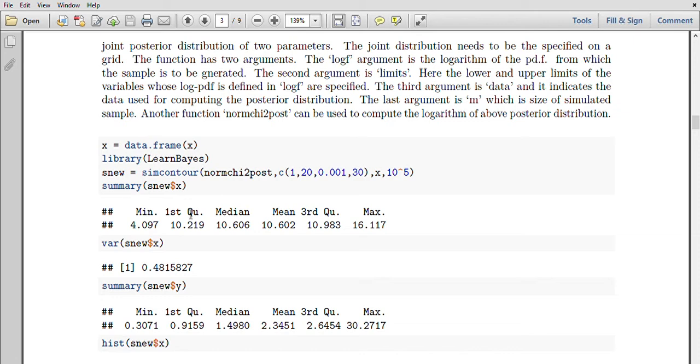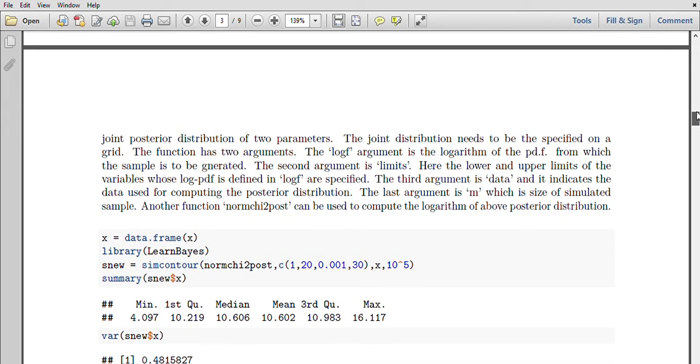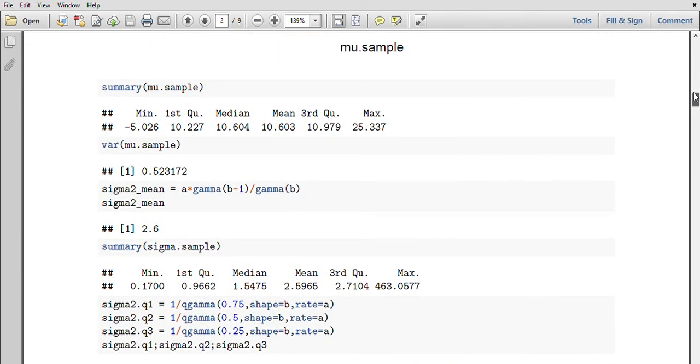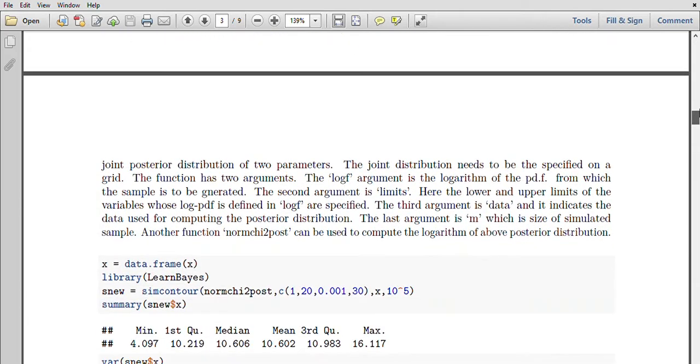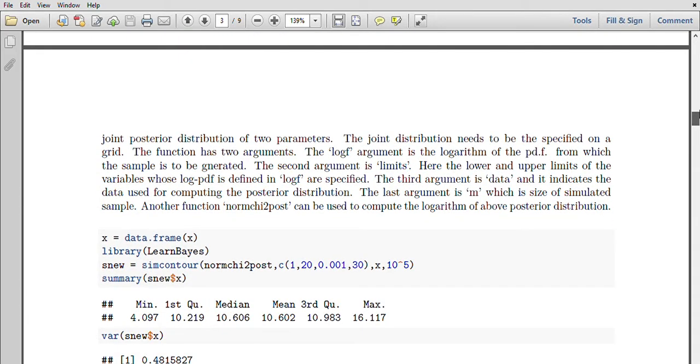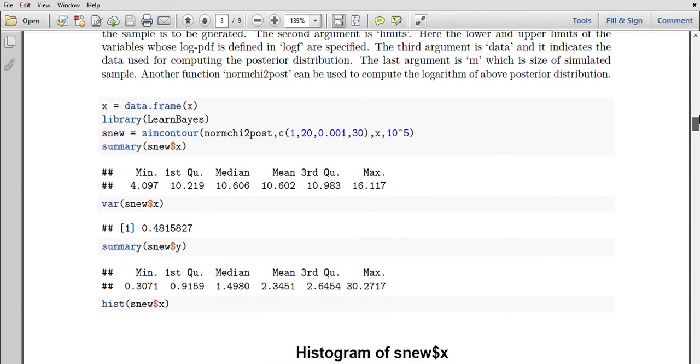Now I am looking at the summary of snew. The mean is 10.6. The third quartile is 10.98. The first quartile is 10.219. Let us see whether this summary is similar to what we had in the earlier simulation procedure. Look at the summary of mu.sample. The first quartile is at 10.2, median 10.6, third quartile is 10.9. Remember the numbers: 10.2, 10.6, 10.9. So almost the same.